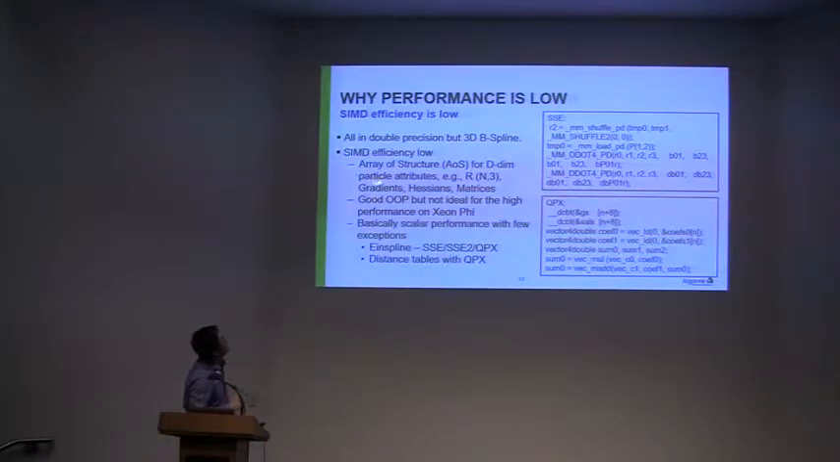Then SIMD efficiency is very low in our code. The main reason is we are using a lot of array of structures, like the positions. You have n particles and the 3 dimensions. These are a good object-oriented programming way, but it's not ideal for high performance for the Xeons or in general high performance computing. So basically we are getting scalar performance out of those calculations.